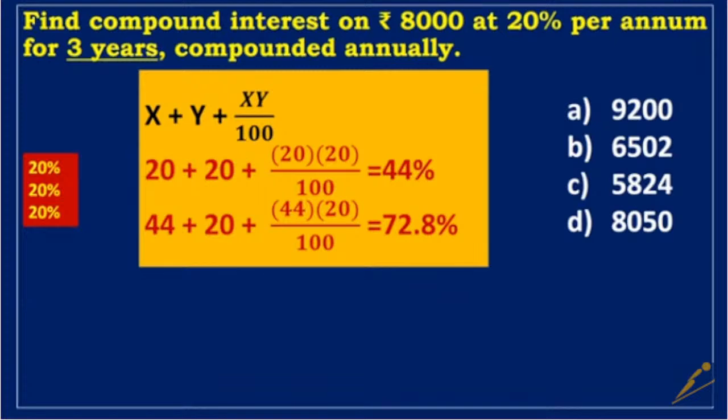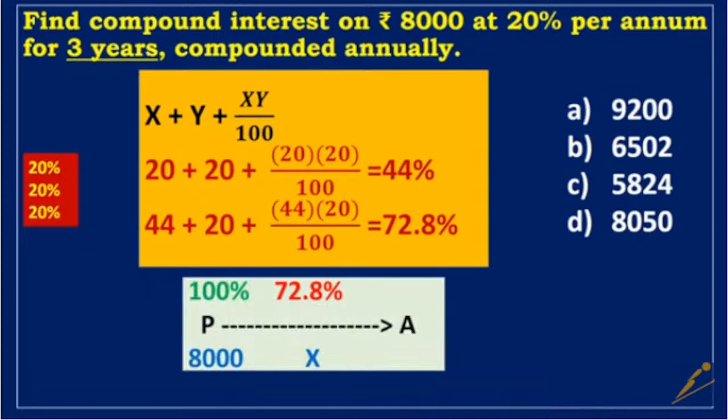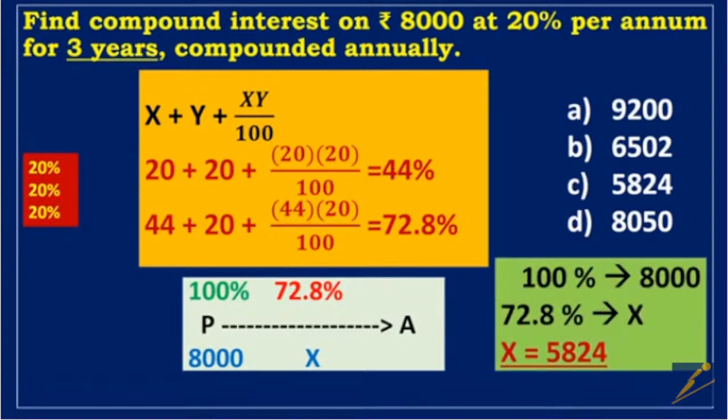Assume that the principal is 100%. The compound interest is 72.8%. Based on the information given, we can set up two equations. If 100% equals 8,000, then 72.8% equals x. We can solve for x by cross-multiplying. Then the compound interest is 5,824 rupees.